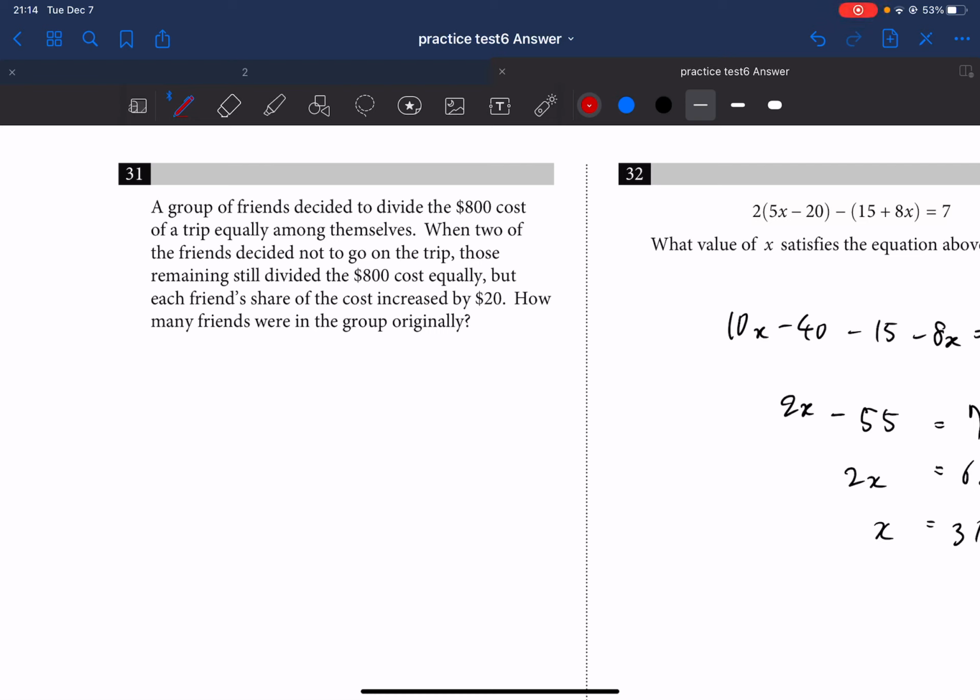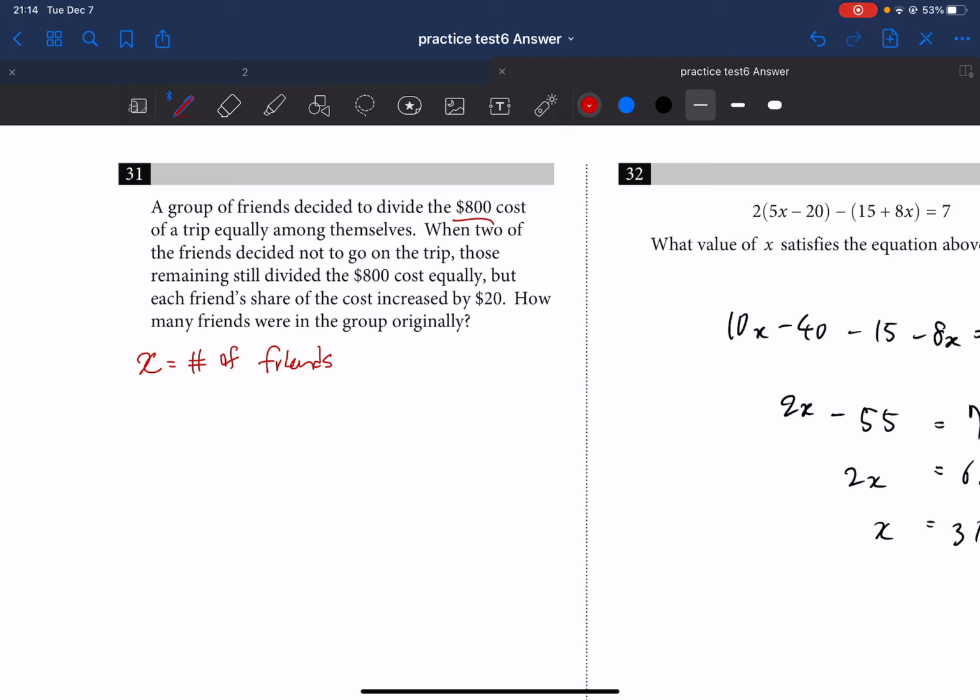Hello everyone. Question 31. A group of friends decided to divide the $800 cost of a trip equally among themselves. So from here, what we can write is that x is the number of friends, let's say.